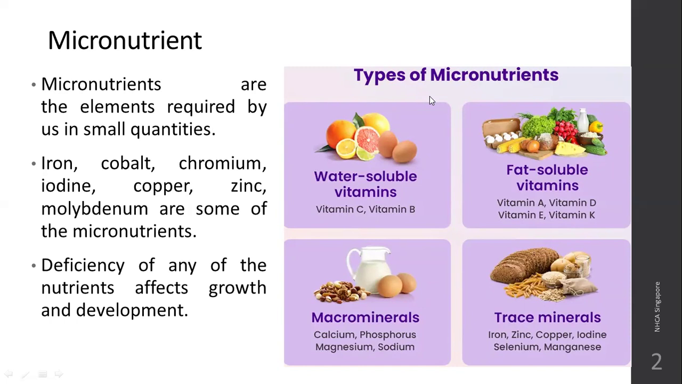Types of micronutrients you can see here. Water soluble vitamins and fat soluble vitamins. Water soluble vitamins are vitamin C and vitamin B. Fat soluble ones are vitamin A, D, E, and K. And when it comes to minerals, there are macro minerals and trace or micro minerals. Macro minerals like calcium, phosphorus, magnesium, sodium, which you require in large quantities on a daily basis. Trace minerals like iron, zinc, copper, iodine, selenium, manganese, you require in very minute quantities, but on a daily basis. These are the four major classifications of micronutrients.